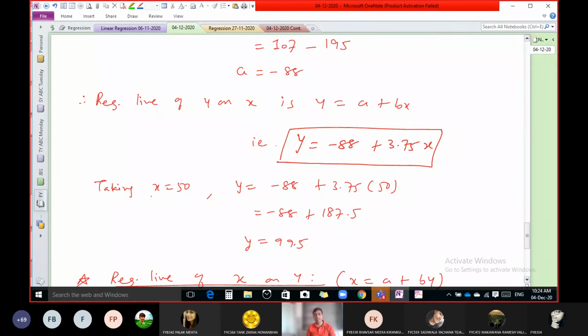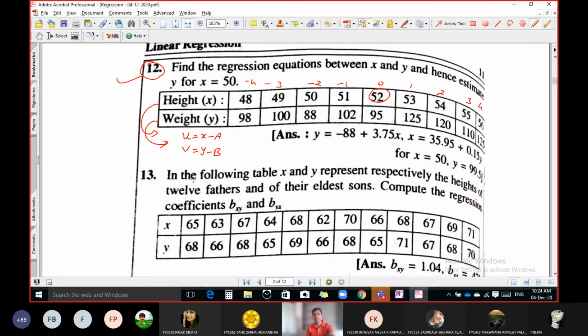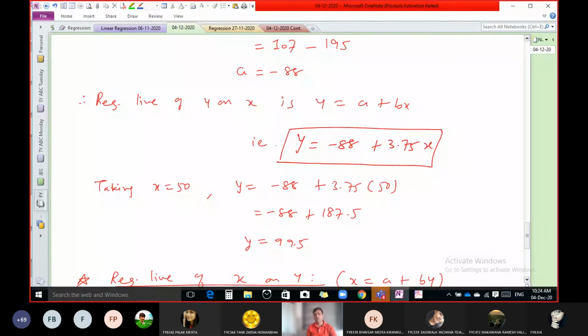Here in the question it is given to estimate the value of y for the given value of x equal to 50. So just put x equal to 50, and you will get the value of y. That is the use of the regression line of y on x. By using the regression line of y on x, you can estimate the value of y for a given value of x.